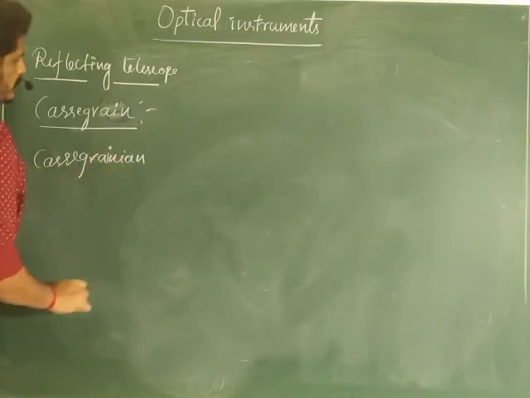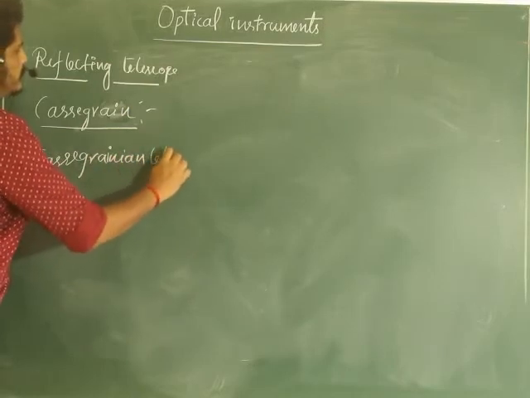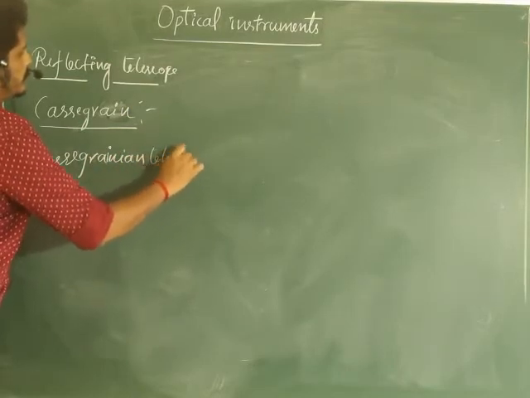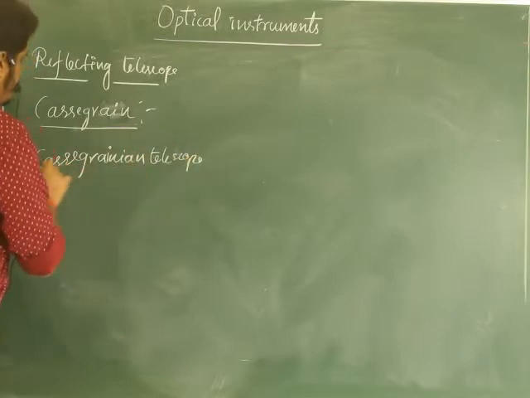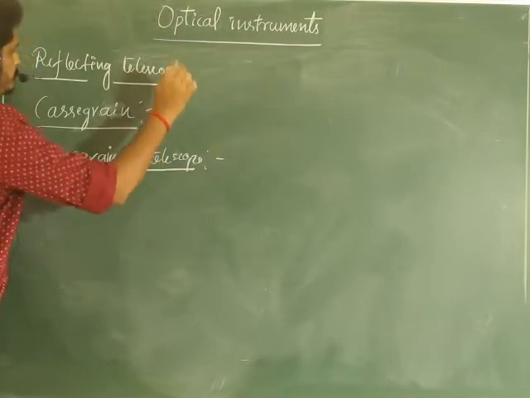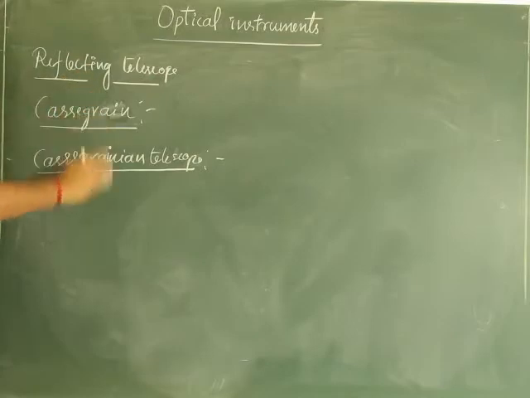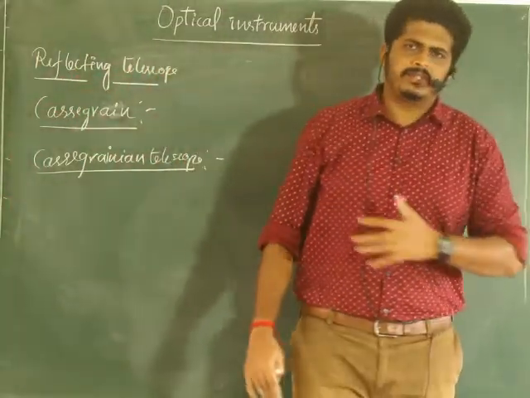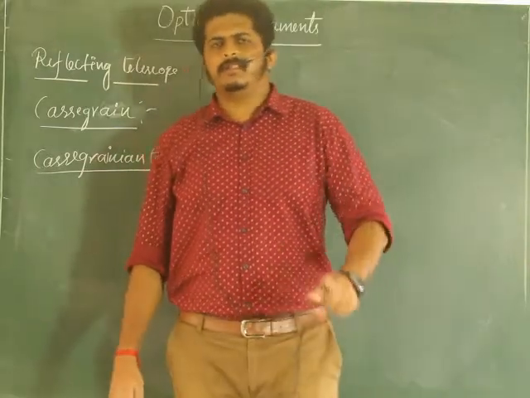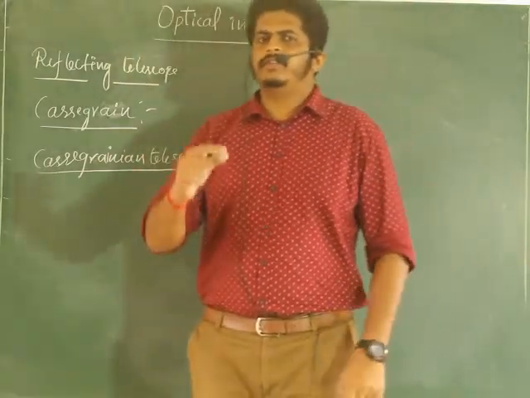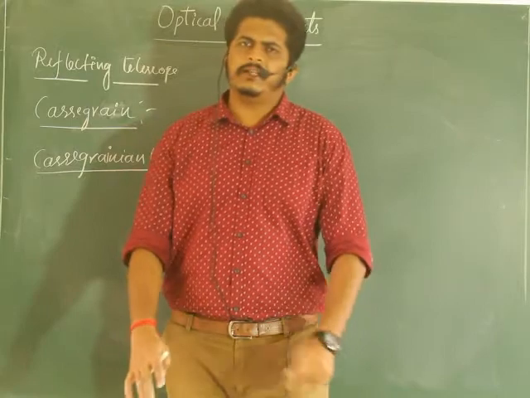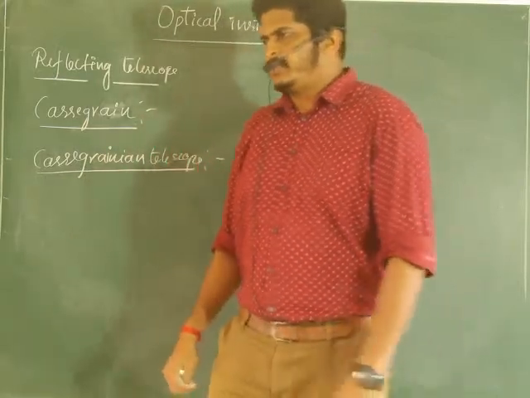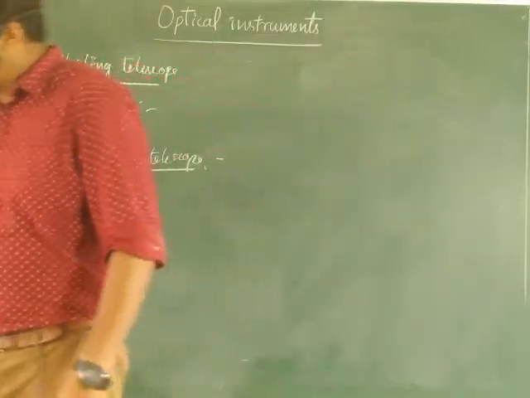Cassegrainian telescope. So we are discussing the reflecting telescope, and in that one, the scientist who developed this particular kind of optical instrument is Cassegrain, and we are going to discuss the telescope which he designed, that is the Cassegrainian telescope. So what all things are there? Let us see.